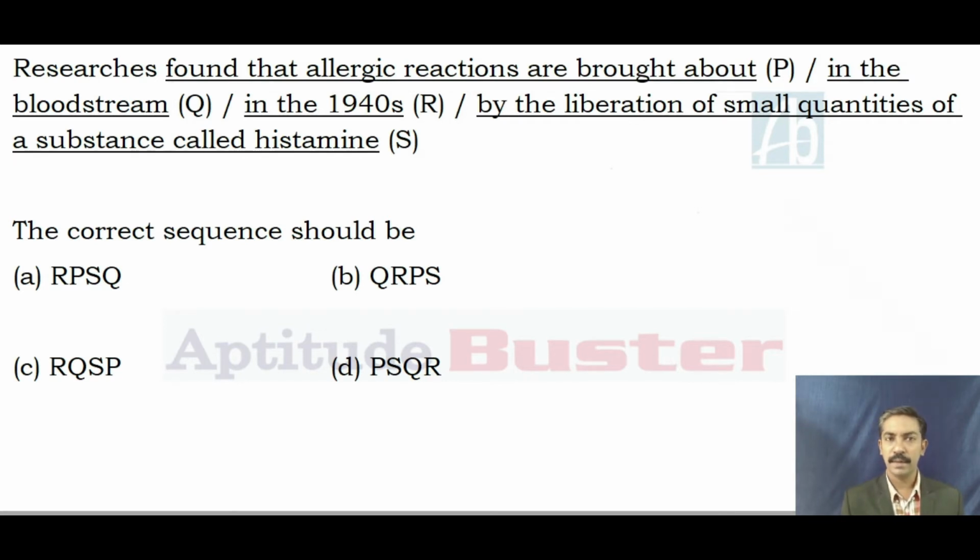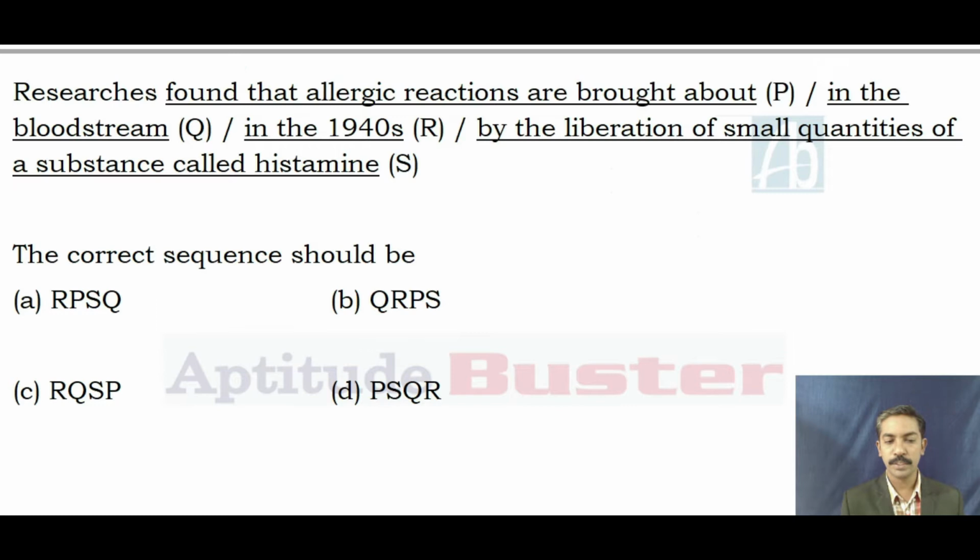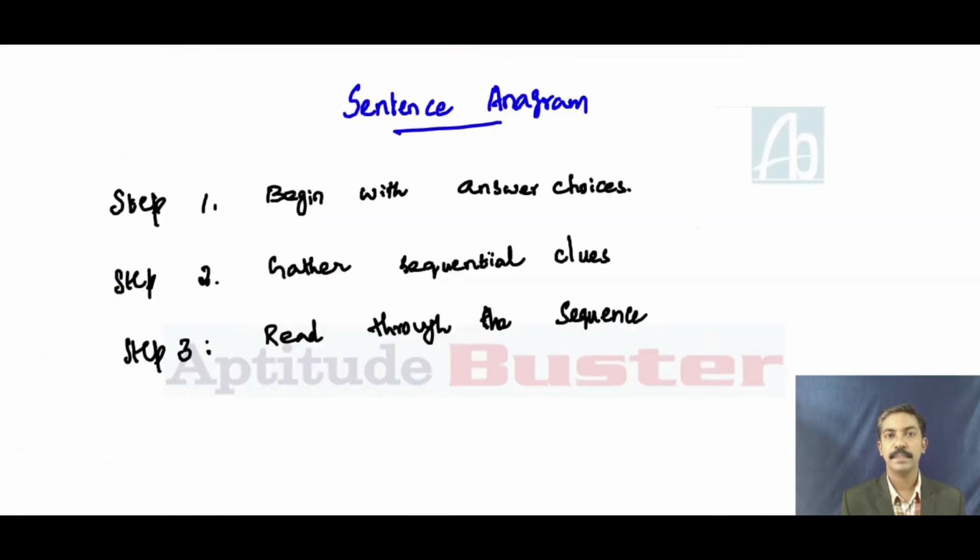Thereby, the reliable steps for anagram questions are: step 1 is to begin with the answer choices. Step 2 is to gather clues from the segments, which you will understand while we solve a few questions. And step 3 is to read through the sequence that you have decided and ensure the sequence you have chosen makes complete sense.